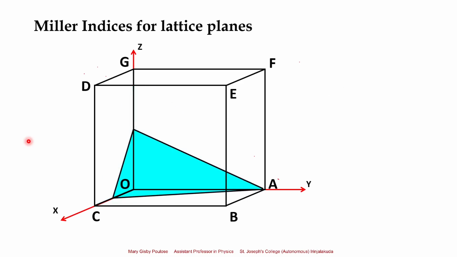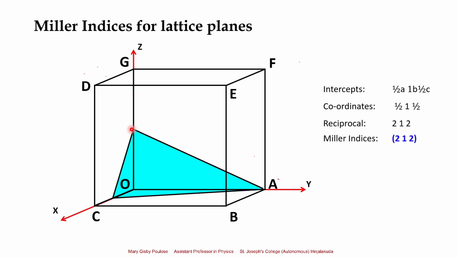Now let us find the Miller index for this plane. Here the intercepts of this plane are on the x-axis at half a, on the y-axis at 1b, and on the z-axis at half c. So the intercepts are half a, 1b, half c. The coordinates are half, 1, half. The reciprocals will be 2, 1, 2, and hence the Miller indices will be (2 1 2) in curved brackets.